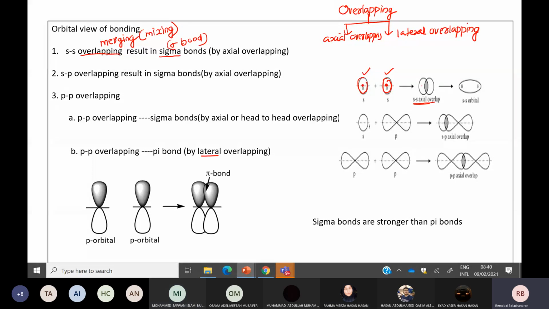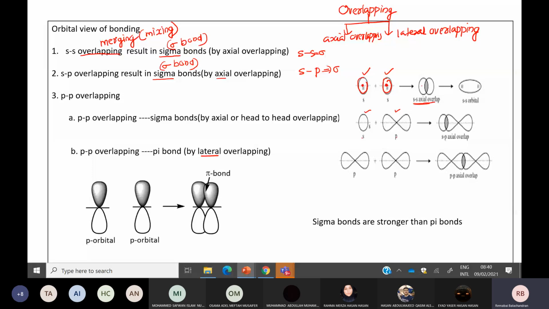Now, another overlapping. Look here, S and P, again through the axis. So what type of overlapping is that? Axial overlapping. So this is S and P. That also will result in what type of bond? Sigma bond. Is it okay? Did you understand? Yes. Okay, so that means SS sigma, SP also sigma, right? Now, what is left? PP overlapping.